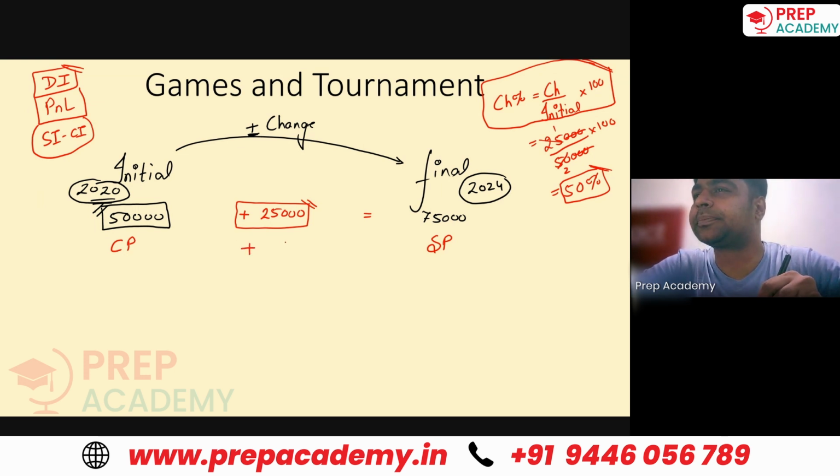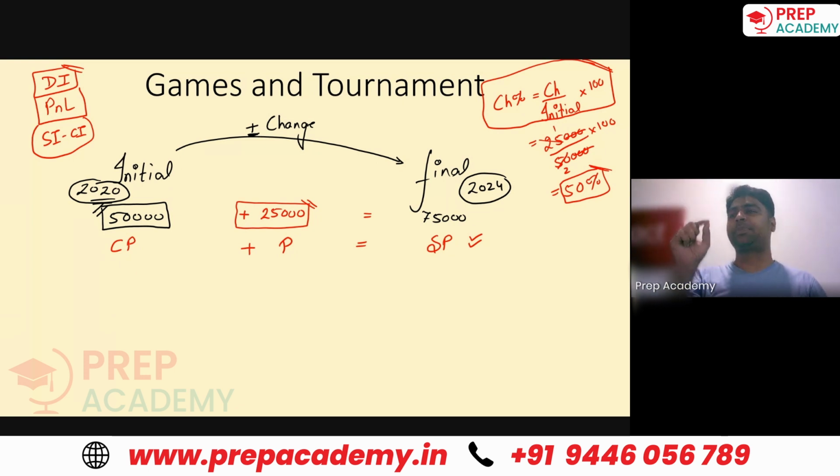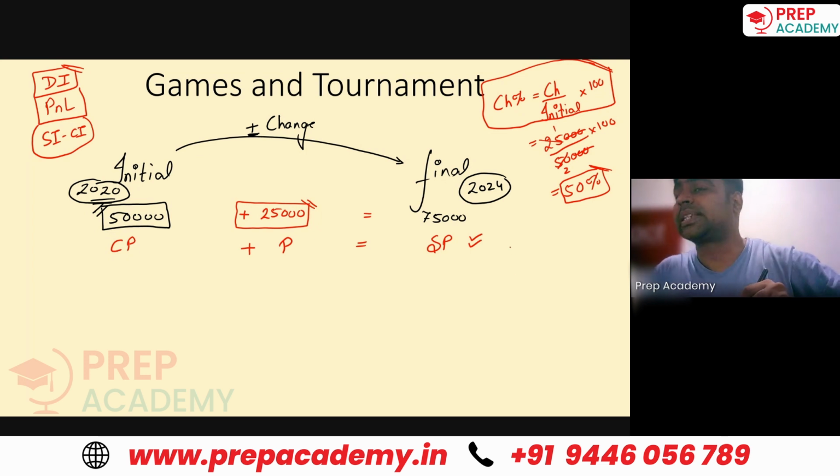Can you tell me what is the 25,000? Yes. So this is how the first formula of profit and loss was made, and that is cost price plus profit is equal to selling price. I am very hopeful you have already studied that in our fifth, sixth, seventh class, isn't it? Yes, sir. Now, the second formula.